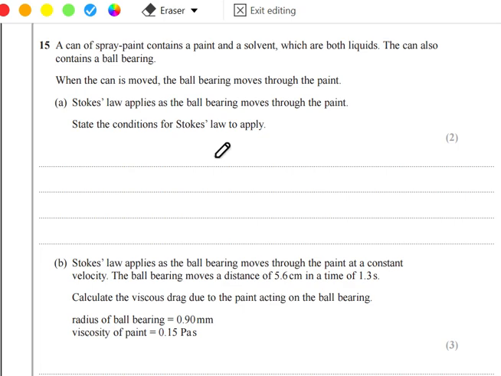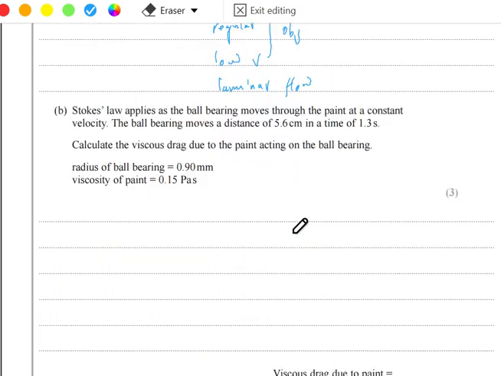Conditions for Stokes' law: the object should be small, regular or uniform, and move with low speed, and the flow should be laminar. So this is for the object and this is for the flow. Okay, we first write the formula for drag. We need Vt.